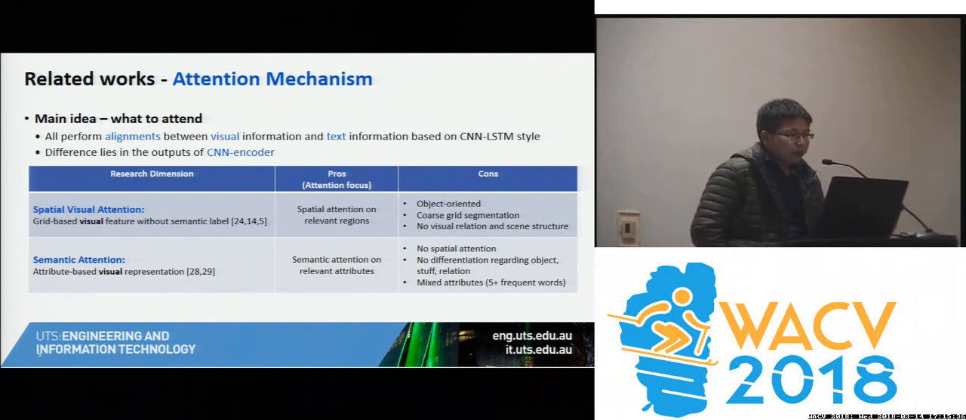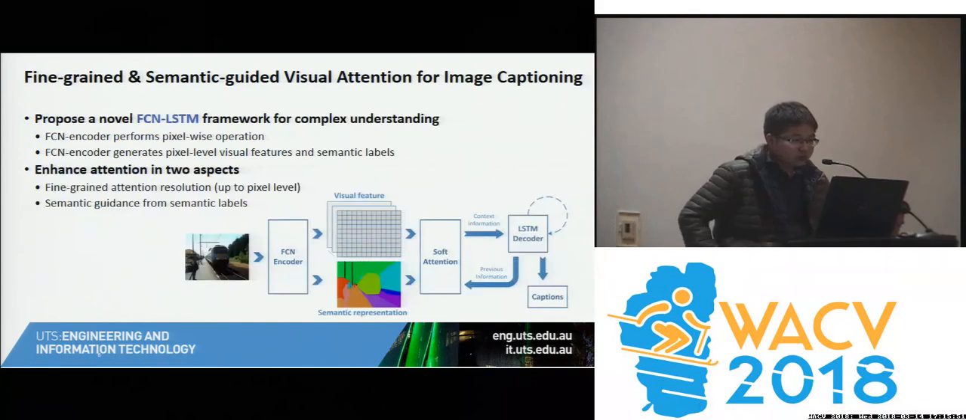Here are the related works. The first one is the spatial visual attention model. They just feed the objects into the CNN network. The other is the semantic attention model. They use the attention model, but they ignore the objects here.